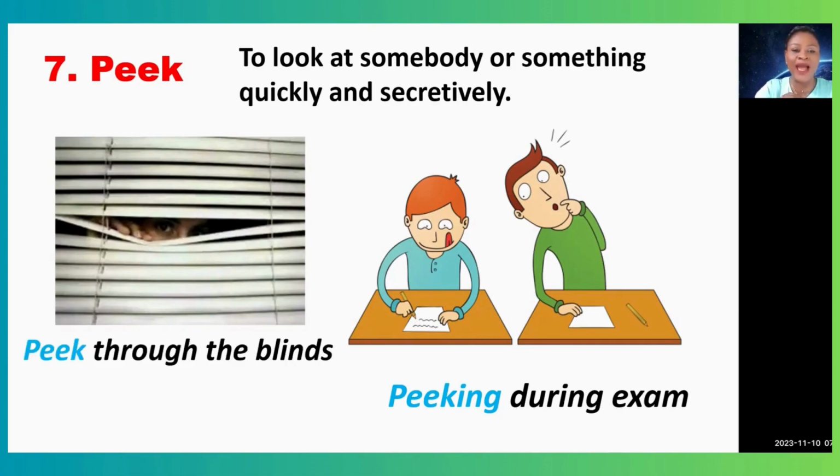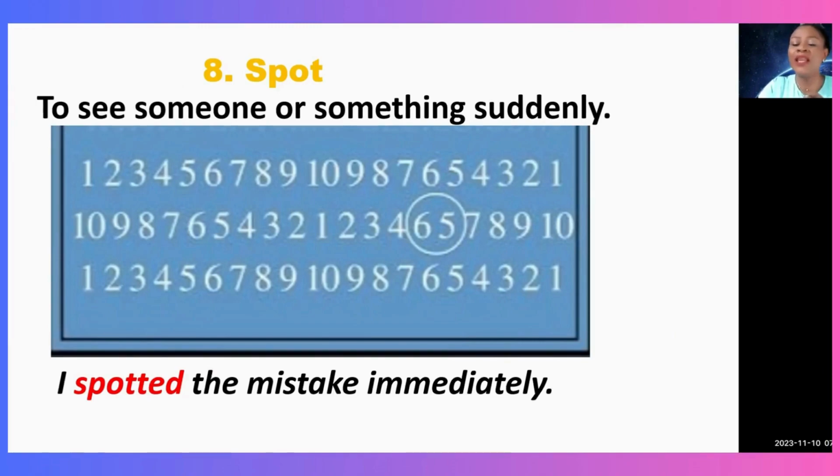Peek through the blinds. Peek through the blinds means you open the blind to try to see what is going on, okay? You look at it quickly and secretively because you don't want the other person to notice what you are doing. To see someone or something suddenly is to spot. You spot something. You spot someone. I spotted the mistake immediately. That means I could just identify the mistake. I could see the mistake immediately I looked at this, okay? That is called spot.